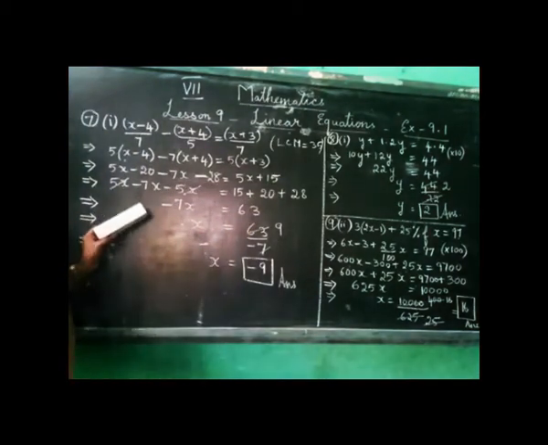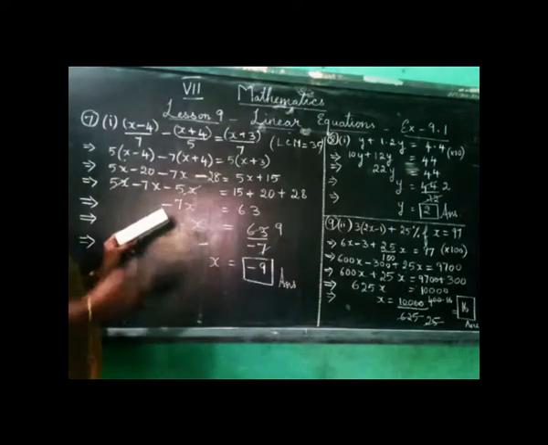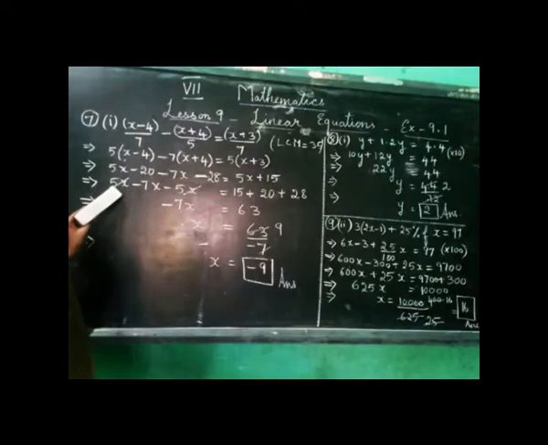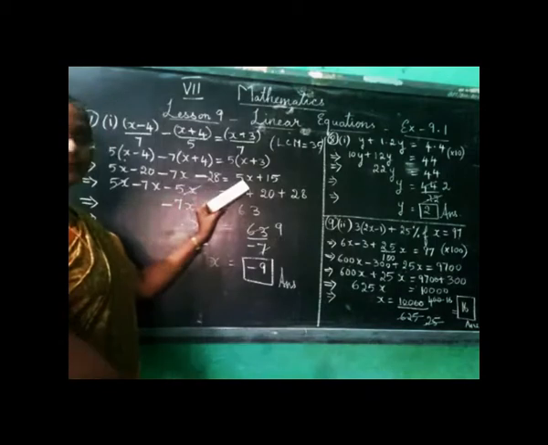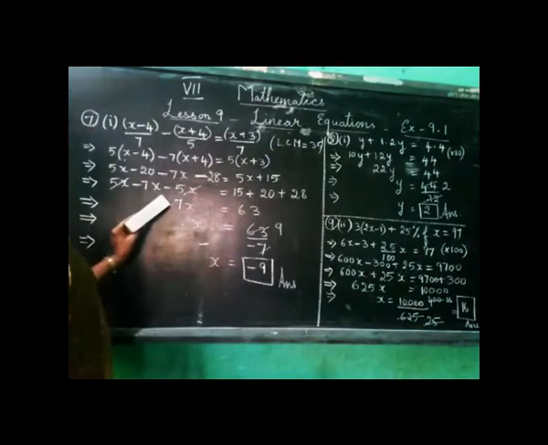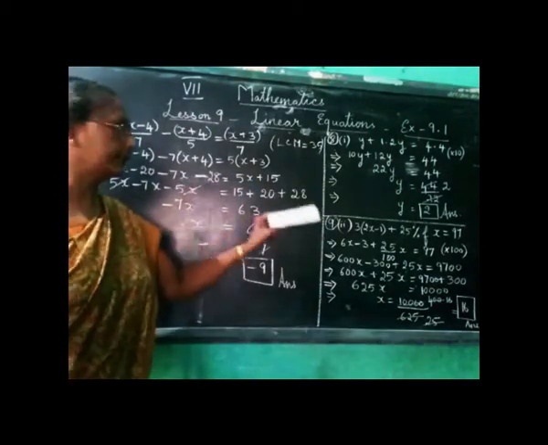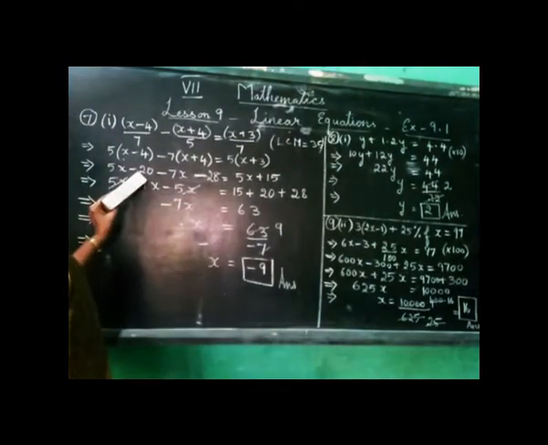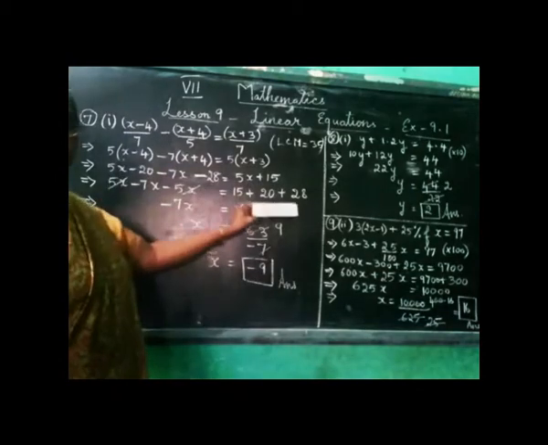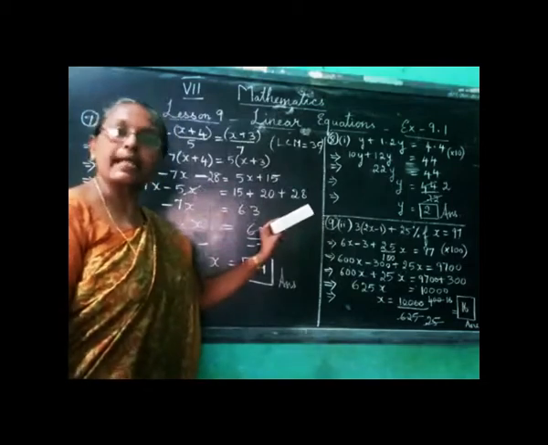Then as we did, we have to bring all the x terms, variable terms to the left hand side of the equation. So 5x remains here, minus 7x also remains here. We have to bring 5x from the right hand side to the left hand side. So 5x will become minus 5x. Then we bring all the constant terms to the right hand side. So plus 15 remains on the right hand side. Then minus 20 we bring from here to the other side, it will become plus 20. Minus 28 will become plus 28.